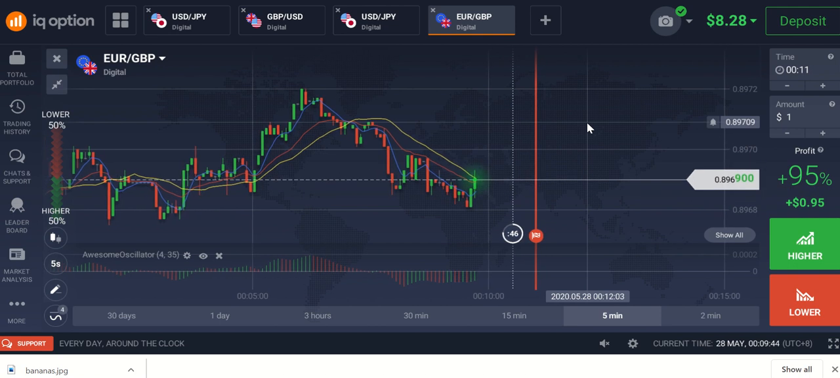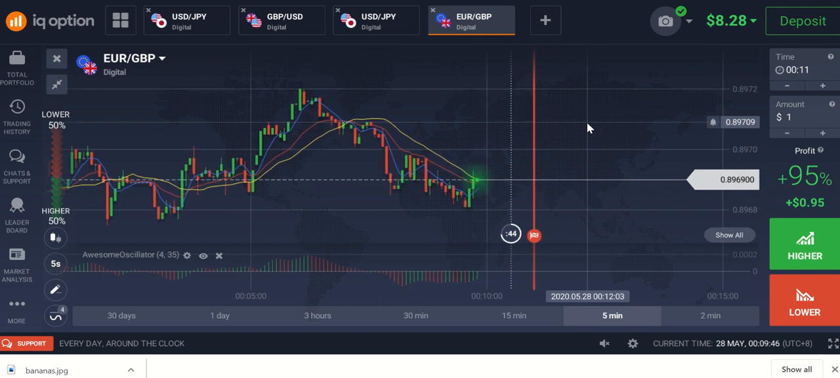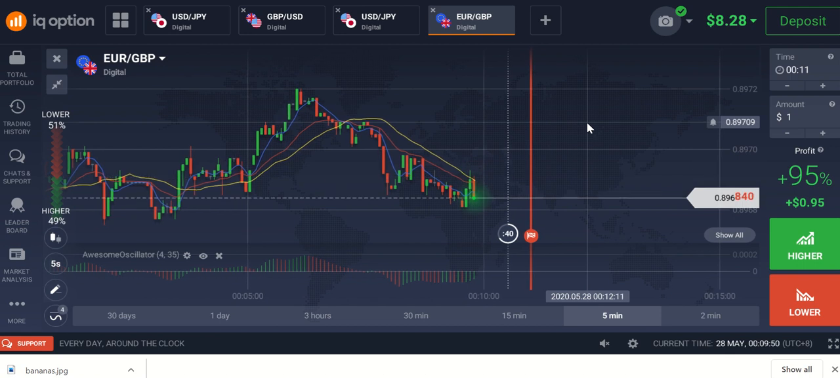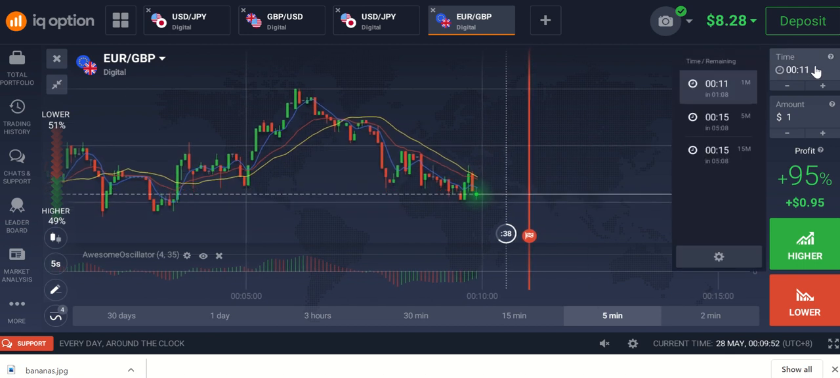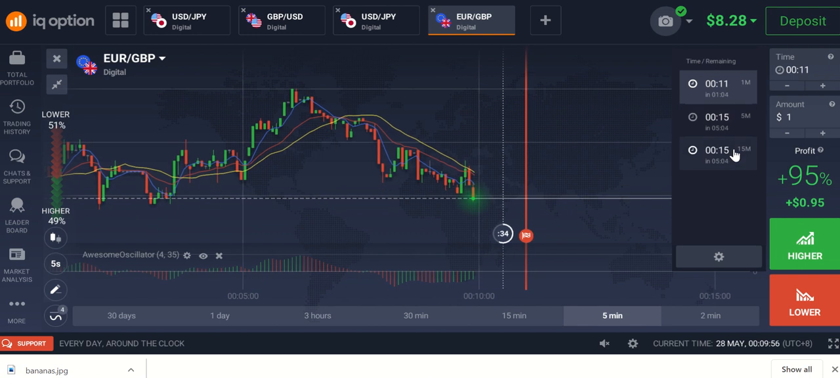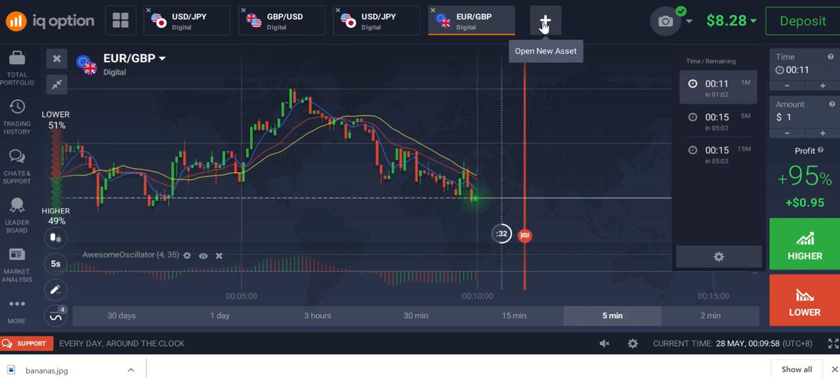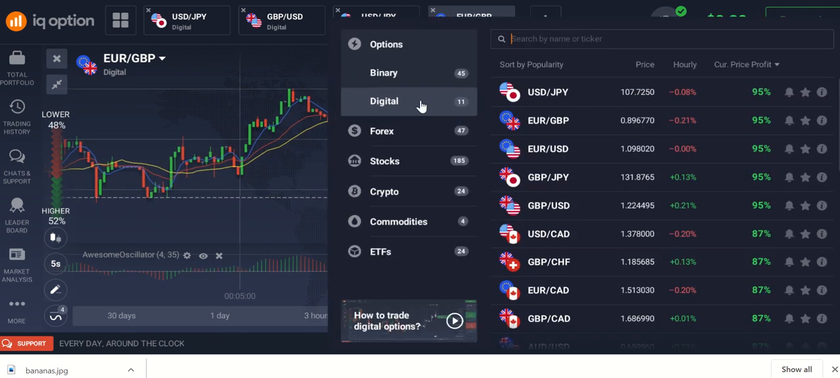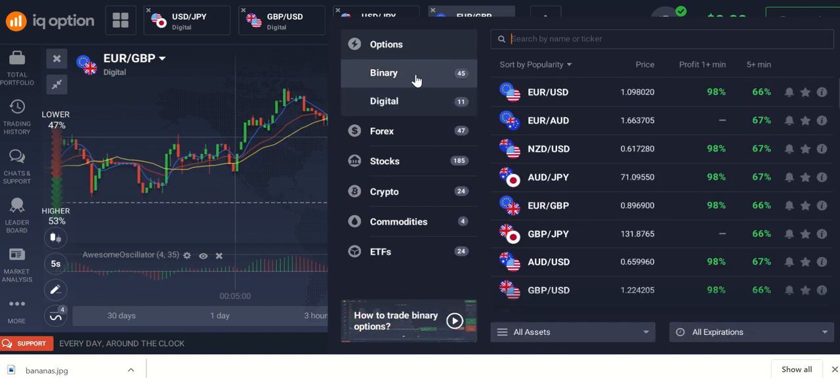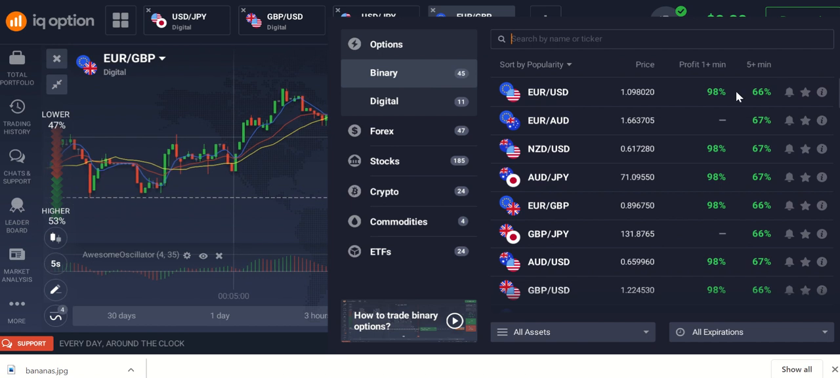So what's different with options trading is that you will have an expiration time. You can either choose between a 1 minute, 5 minute, or 15 minute expiration, and you also have a lot of options here. For me, I'm trading a digital option. There's also what you call a binary option. So they have different requirements here.